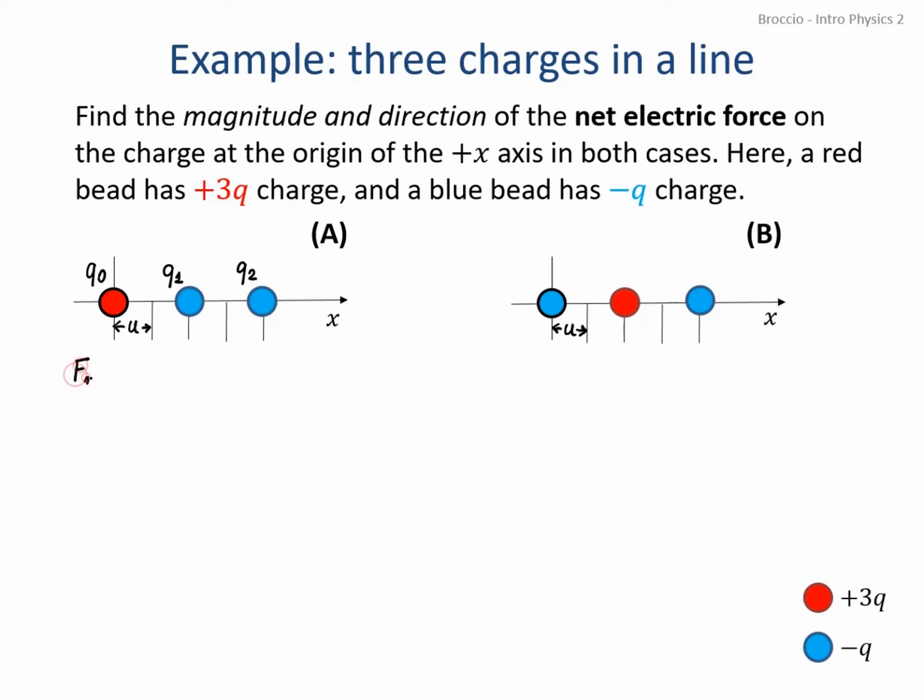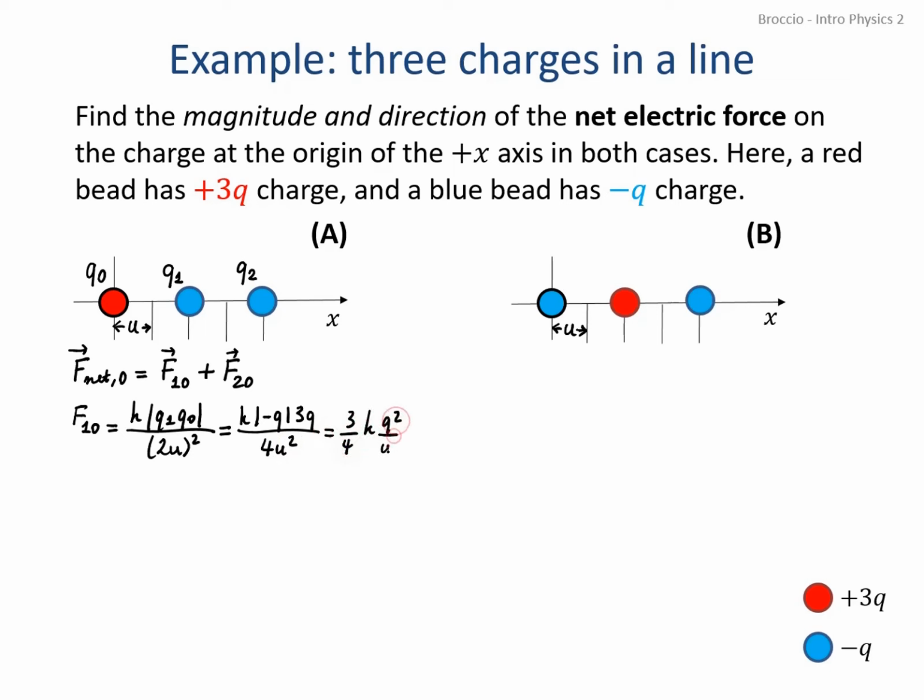The net force acting on q0 is the sum of the force of 1 on 0 plus the force of 2 on 0. The force of 1 on 0 is in magnitude equal to k times the absolute value of q1 q0 divided by the square of their mutual distance, which is 2 units. So we get 3/4 k q squared over u squared. Let's draw the vector F10.